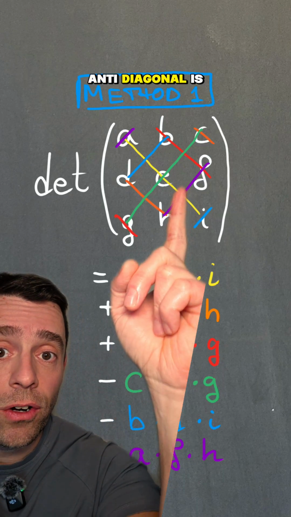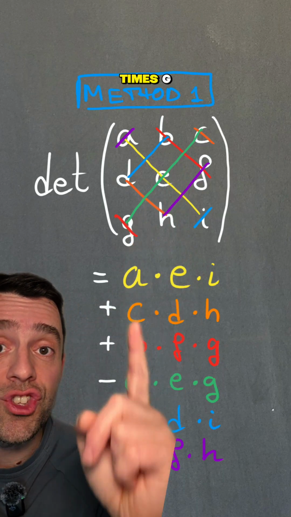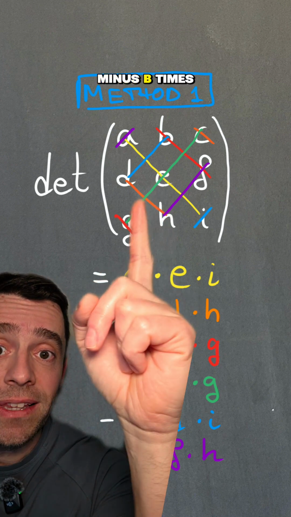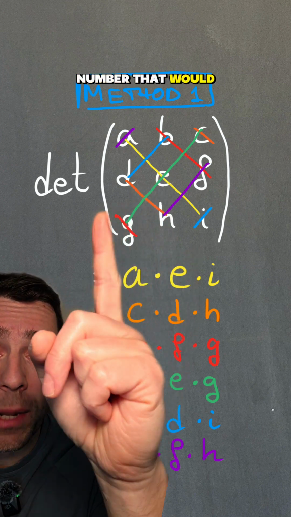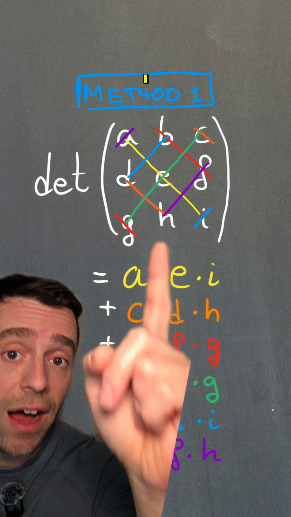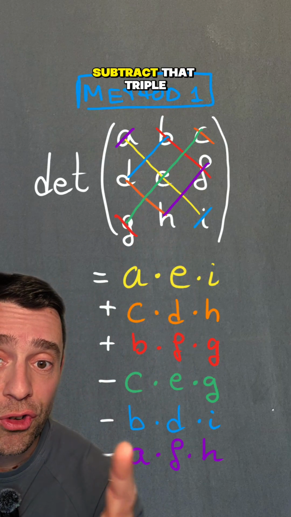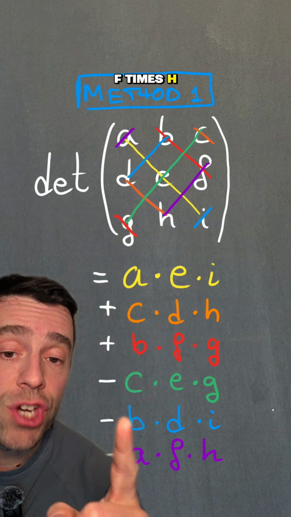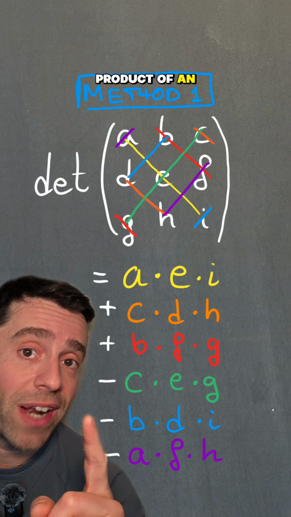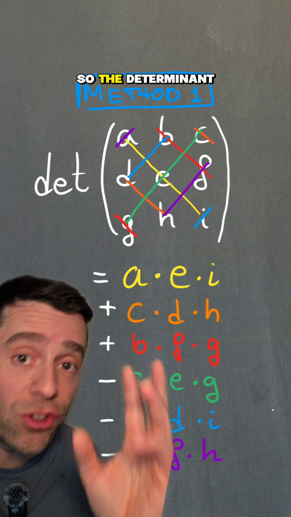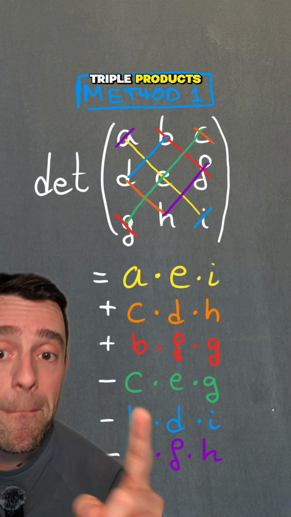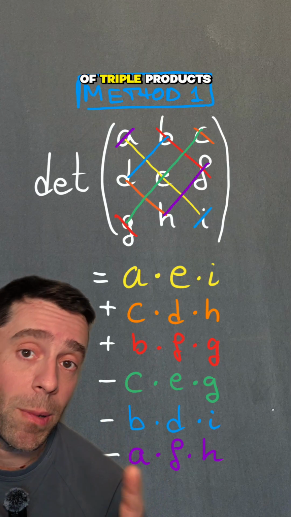So the first anti-diagonal is C times E times G, which is this triple product, minus B times D times the number that would appear over here, which would be I. So B times D times I, subtract that triple quantity, and A times F times H is the last product of an anti-diagonal. So the determinant is calculated by this sum of triple products minus these sums of triple products.